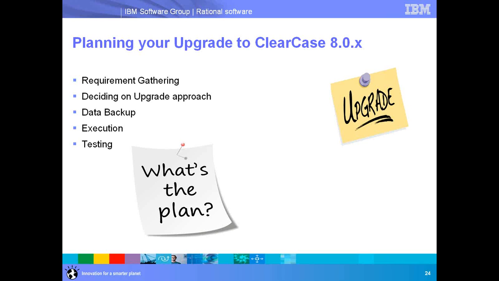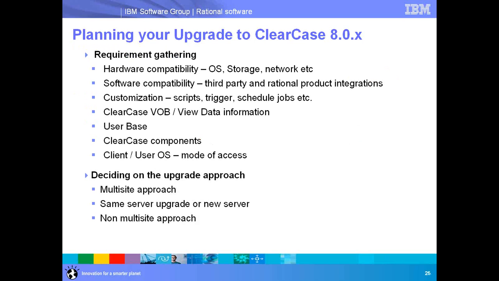So when we say requirement gathering, what do you have to do? You need to check the hardware compatibility and software compatibility, because in most of the cases we have dealt with till now, customers are running on older hardware, which is low on memory, low on disk space, and which is running non-supported or non-compatible versions of third-party integrations. So it's very important to understand the supported hardware and software compatibility when you're planning for an upgrade. And then come the customizations.